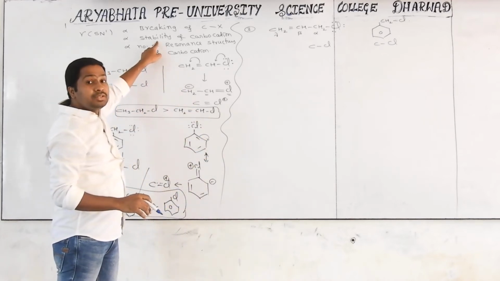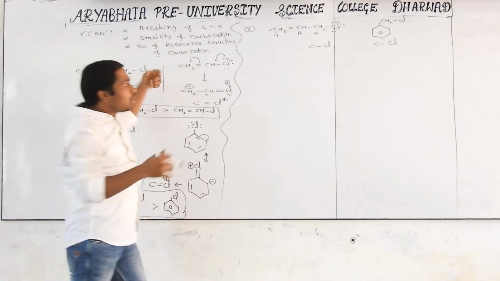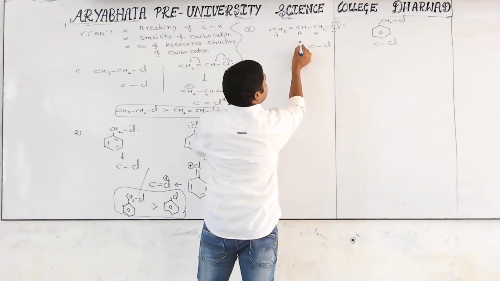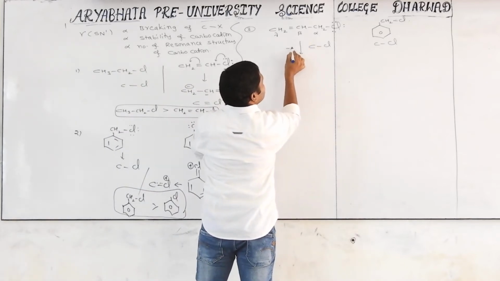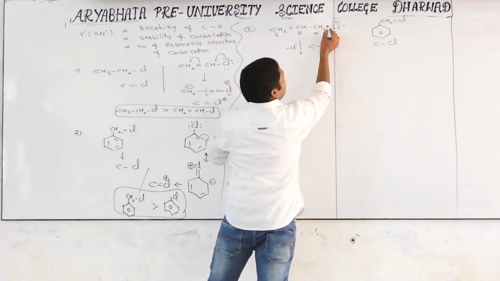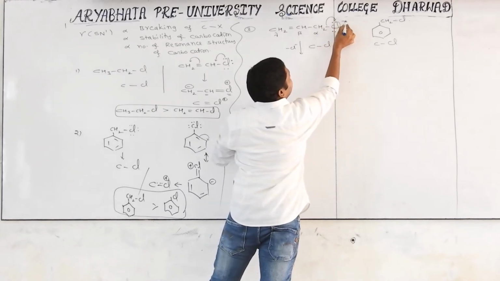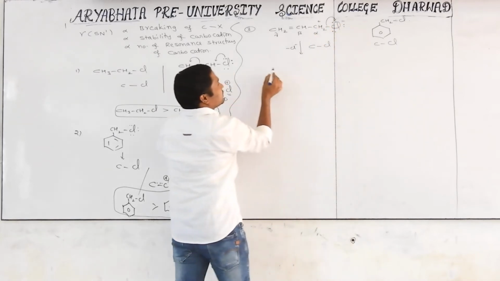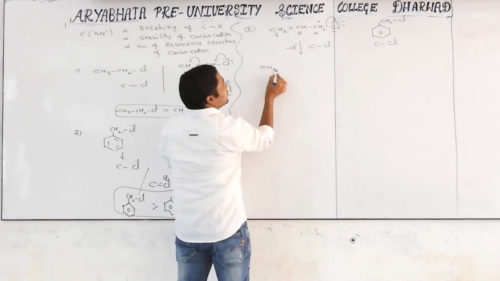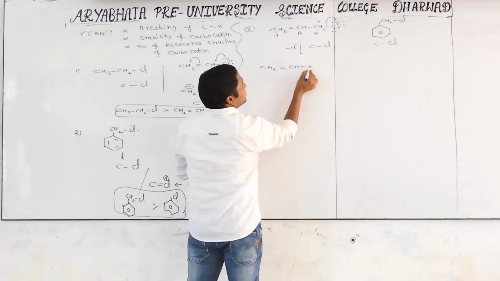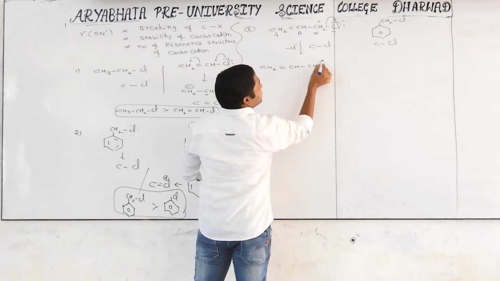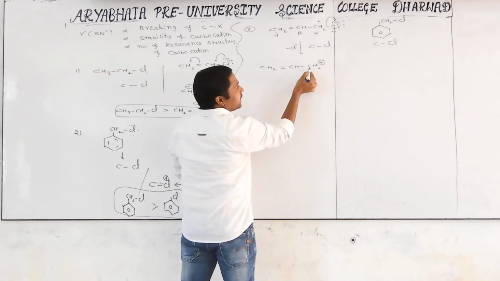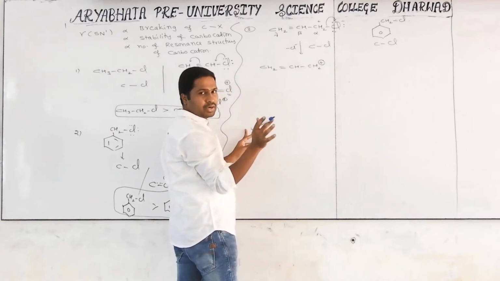What is that? Stability of carbocation. This compound will lose Cl minus. So the bond is shifting like this. Then we get minus, and here we get a plus charge. After that, CH2 double bond, CH single bond, CH2 plus is coming. A positively charged carbon is what we call a carbocation.